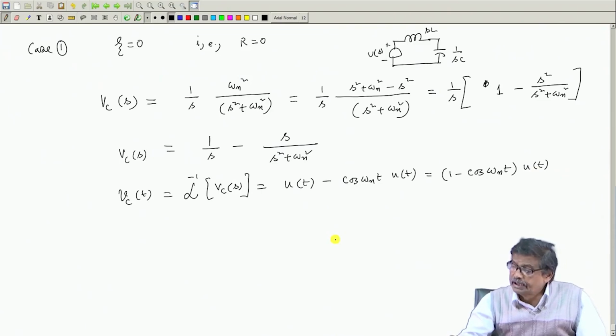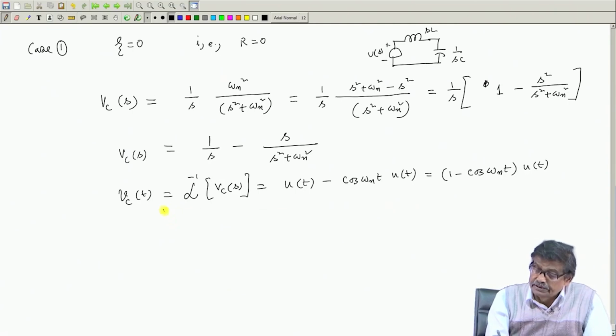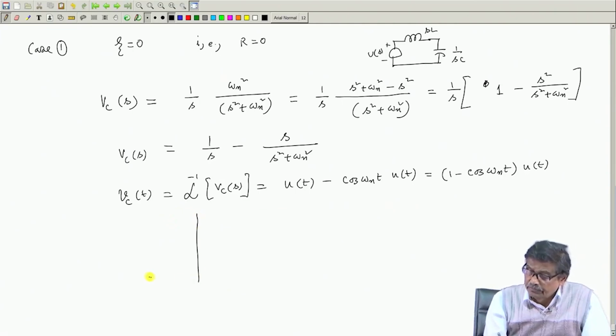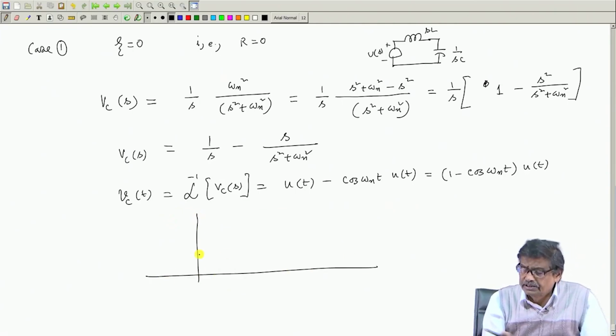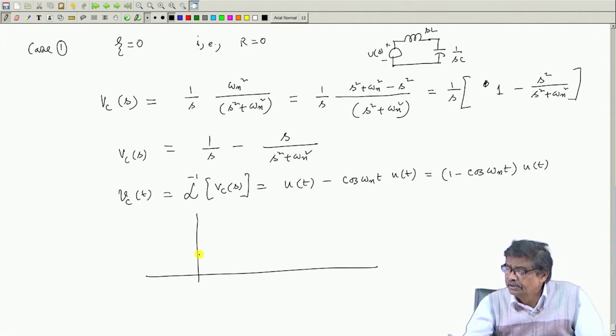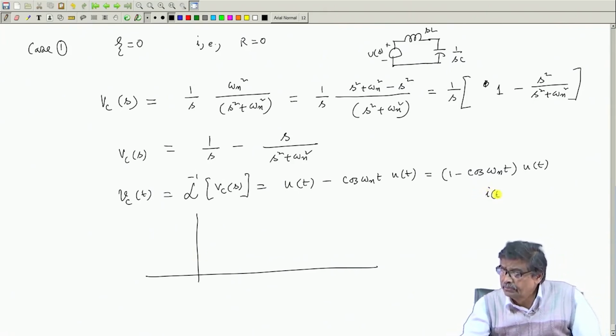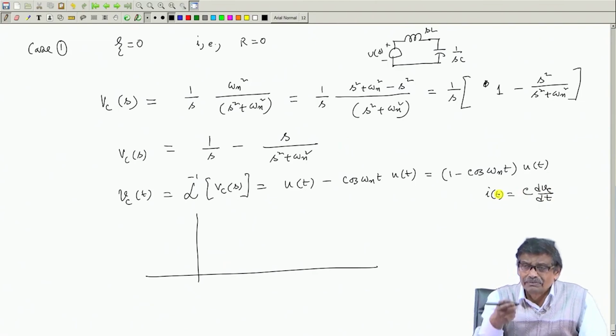Therefore, the voltage across the capacitor will vary like this, and if you sketch this capacitor voltage, and after you have got VCT, IT can also be calculated and sketched. This will be C dVc by dt. One need not once again go to IS and take the inverse for IT, it is so simple. Now, this waveform if you sketch, it will be something like this.